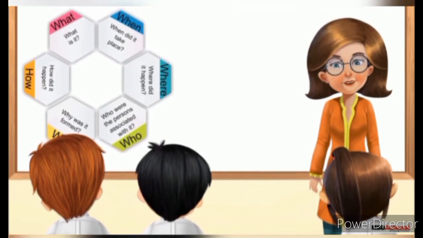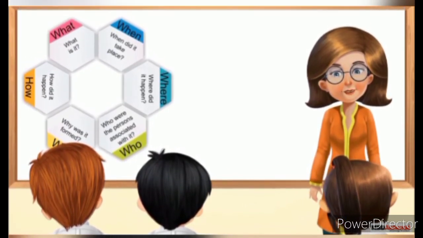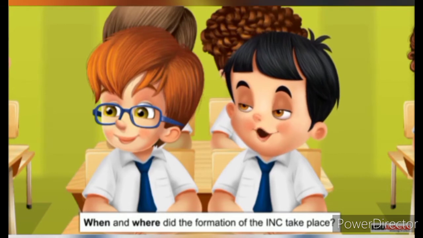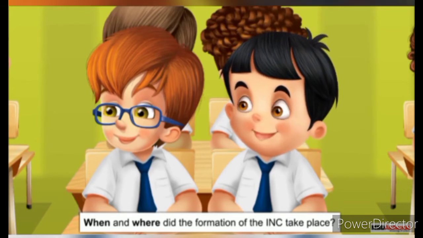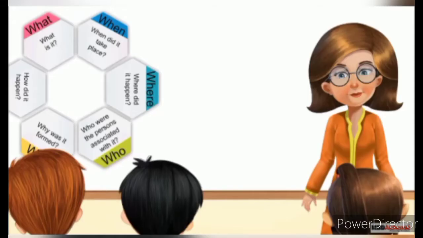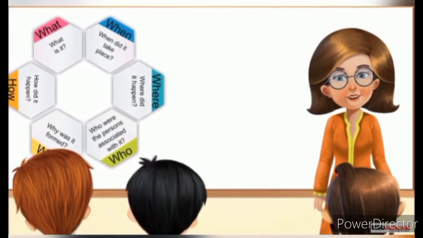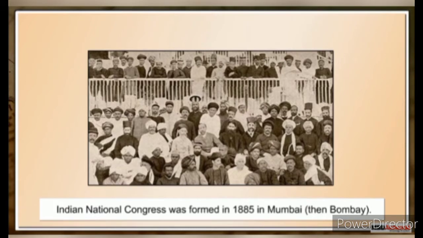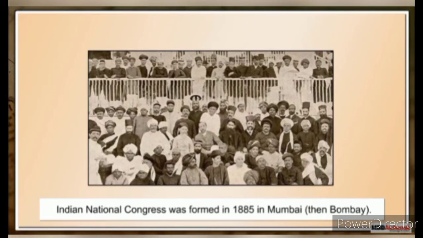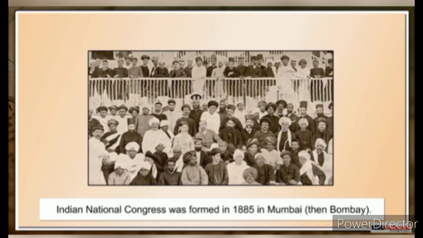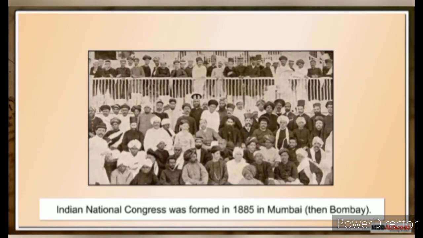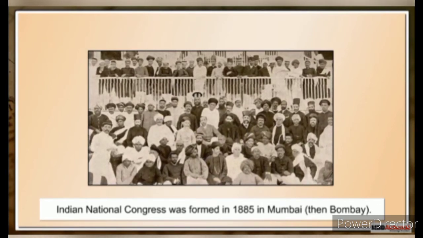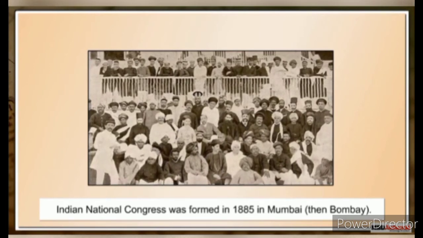Let's move to the second question. Sid, you ask the next question. When and where did the formation of the INC take place? You framed the question very well, using two keywords together. Let me answer it. The INC was formed in 1885 in Mumbai, then Bombay. It was the time when Indians were becoming aware of their political rights and started demanding constitutional reforms from the British government.